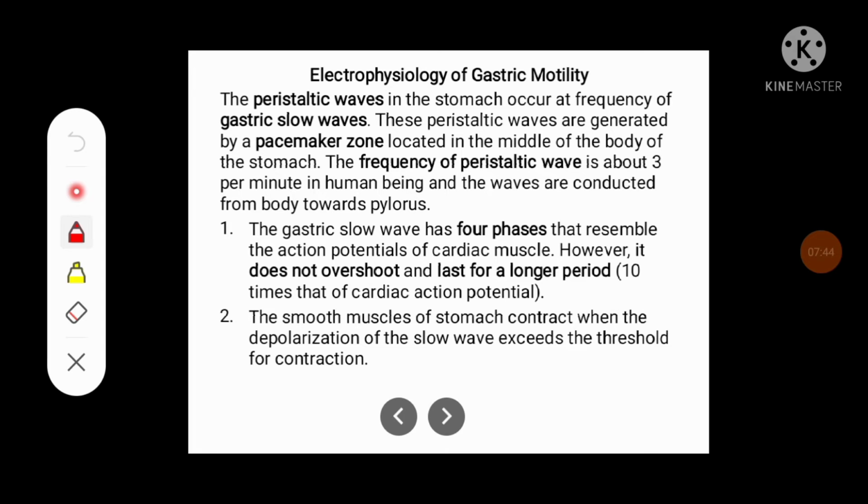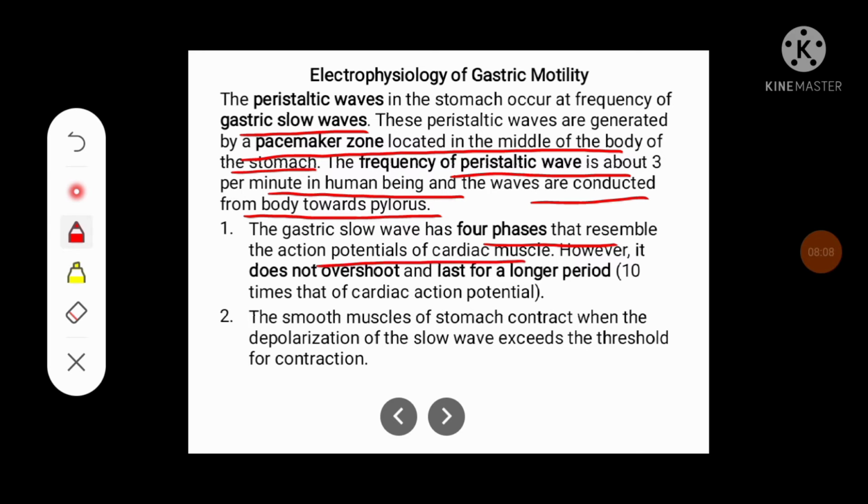The peristaltic wave in the stomach occurs at the frequency of gastric slow waves. These peristaltic waves are generated by a pacemaker zone located in the middle of the body of the stomach. The frequency of peristaltic waves is about 3 per minute in human beings, and the waves are conducted from the body towards the pylorus. The gastric slow wave has 4 phases that resemble the action potential of cardiac muscle. However, it does not overshoot and lasts for a longer period, 10 times that of the cardiac action potential.